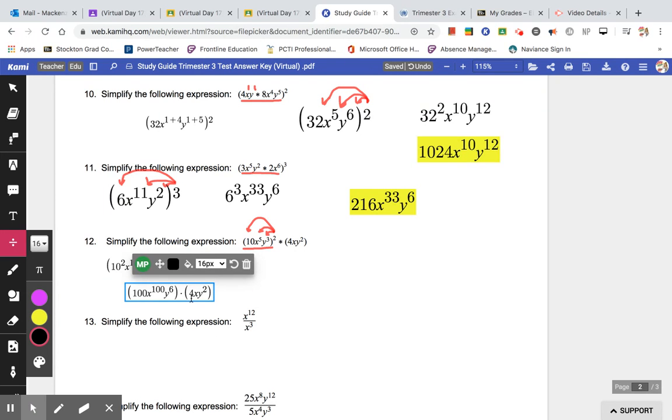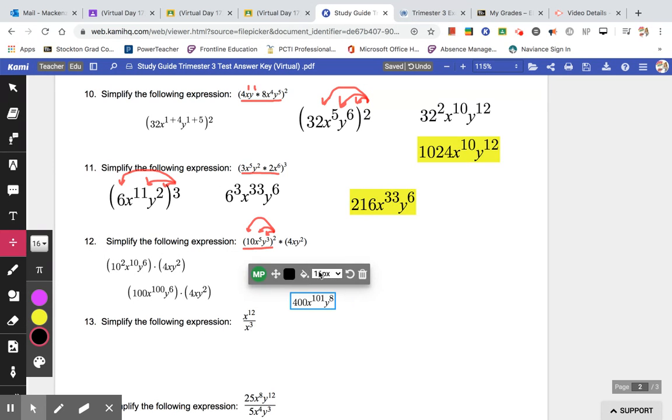So notice we have 100 and 4. Those are our coefficients. So we can multiply them together to get 400. We have x to the 100 and just x. So we know because that's just an x here, we're actually going to do 100 plus 1. And then keep the y and do 6 plus 2. So again, multiplying 100 times 4, adding the 100 on this x with the 1 on this x, and adding the 6 on this y with the 2 on this y. So our final answer here becomes 400, x to the 101, and y to the 8th. And that will be the final answer for this problem.